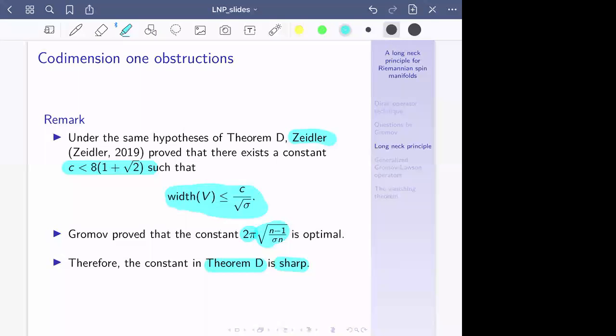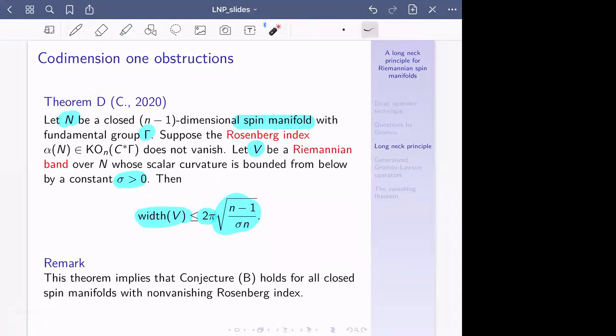And notice that in the first two theorems, we find the constant pi times the square root of (n minus 1) over (sigma n), and in this last theorem, we just find twice this constant. So the intuition is that in this case, the geometric information is encoded in any slice of the band, and therefore each boundary component has a distance that is at most pi times the square root of (n minus 1) over (sigma n) from, let's say, the middle slice. So that's where this factor of two comes from.